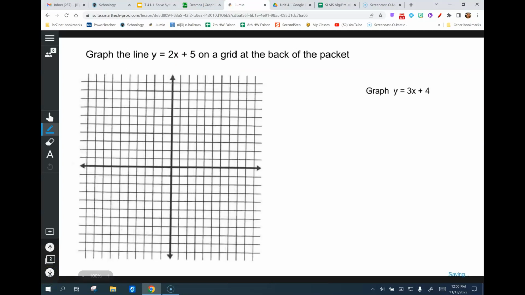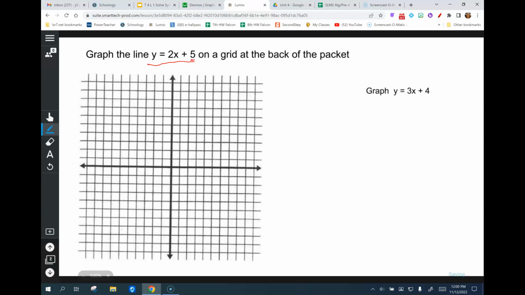So the first thing we're going to look at is you're going to actually graph this on the back, on that last page of your packet that just has a whole bunch of grids. Just pick one of those grids and we're going to do it. What we're going to do is first just graph this line right here using slope and y-intercept. So we're just going to start off by graphing this line.